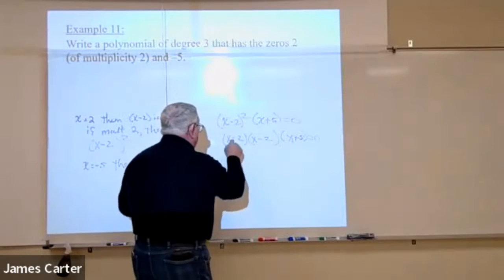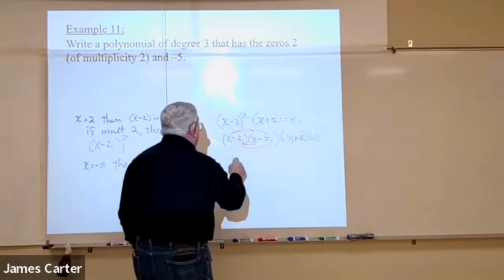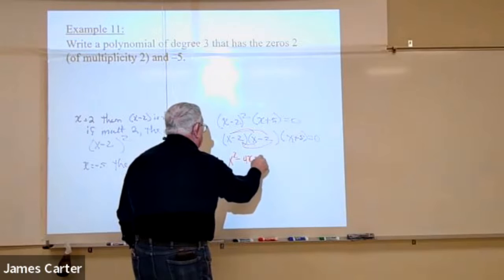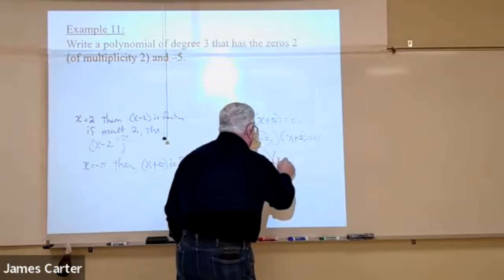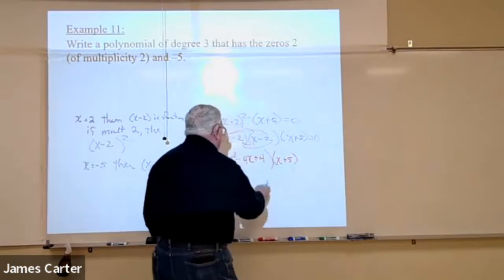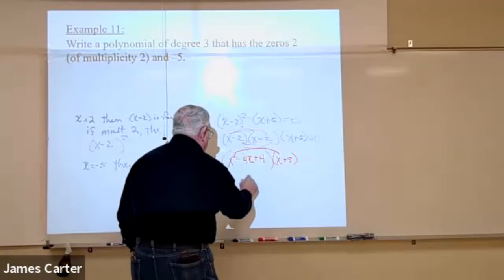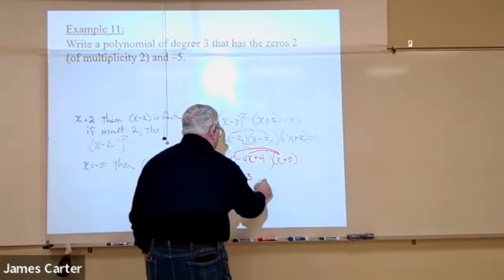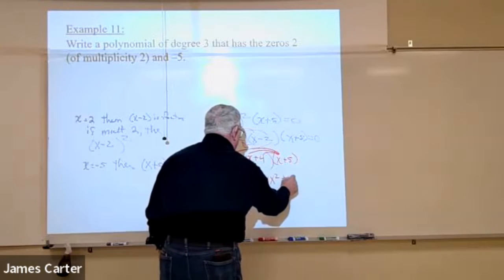Well, we've got to multiply these two. You do this business, and you're going to get x squared minus 4x plus 4 for that part. We've still got to multiply it by x plus 5. Okay? So that times that is x cubed. That times that is -4x squared. And that times that is plus 4x.